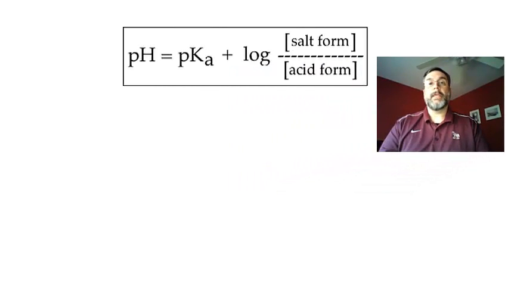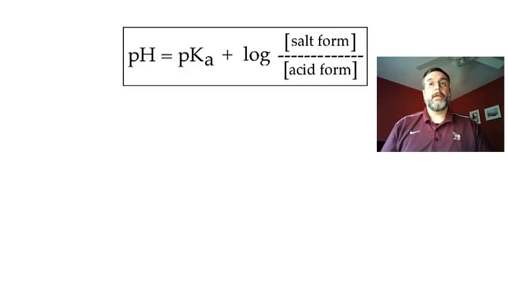Okay, so we have the equivalence point. More importantly, we have the volume of base required to get to the equivalence point. But that's not really what we want. What we want is something called the half-equivalence point, which is exactly what it sounds like. It's half of the volume required to get to the equivalence point. What we're working with here is the Henderson-Hasselbalch equation, which, remember, pH is equal to pKa plus the log of the salt form over the acid form. Another way of saying that is the log of the base over the acid.